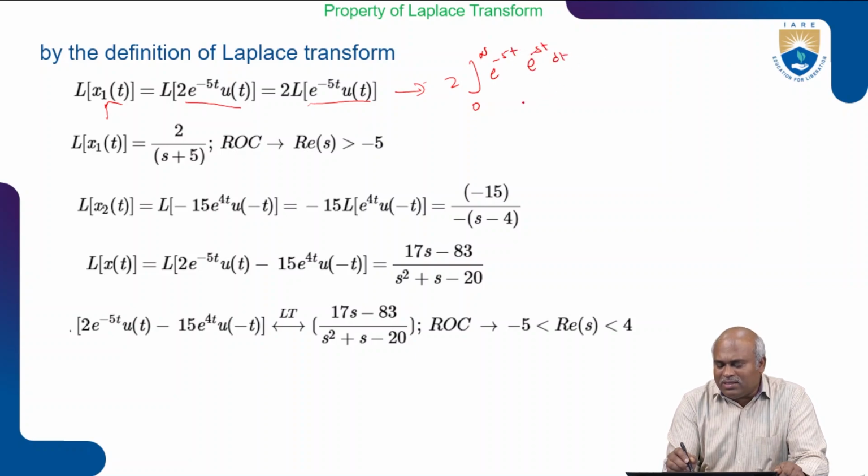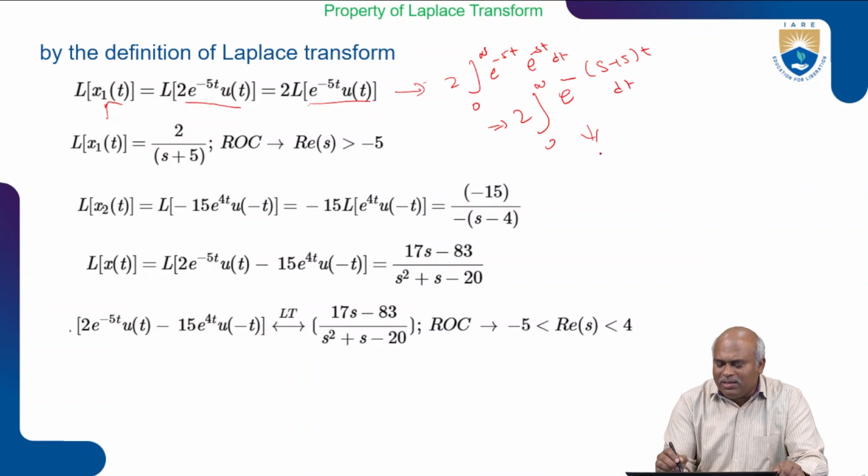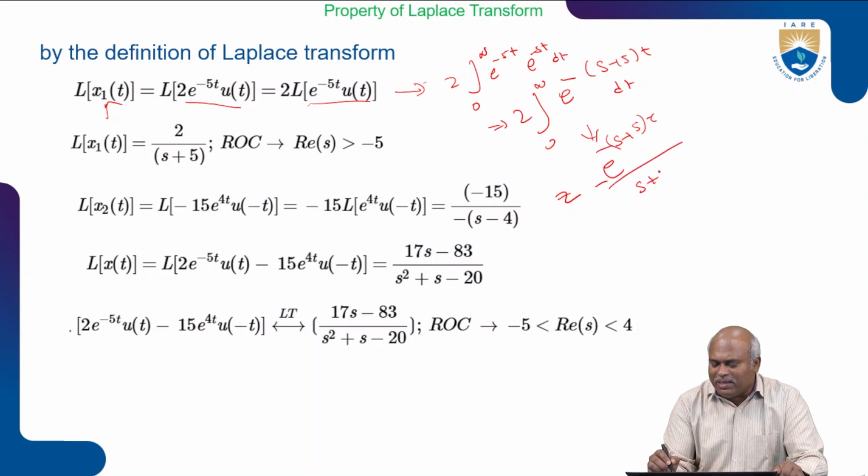Okay, so this one I should make as 2 integration of 0 to infinity e power minus (s plus 5)t dt. For this one, the Laplace transform is represented as 2 times e power minus (s plus 5)t, here is minus, divided by s plus 5. Then substitute the limit 0 to infinity. The infinity term is represented as 0. Then I write 2 minus 2. This minus came here.